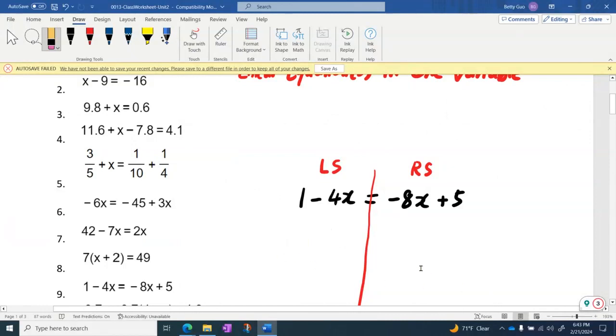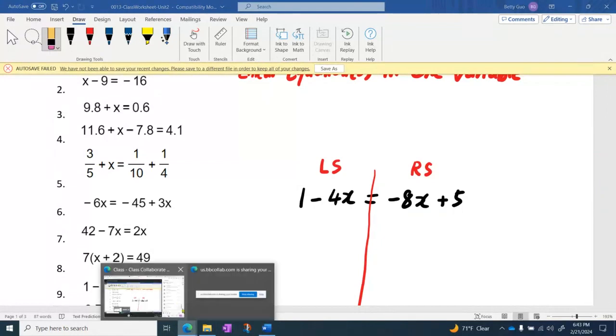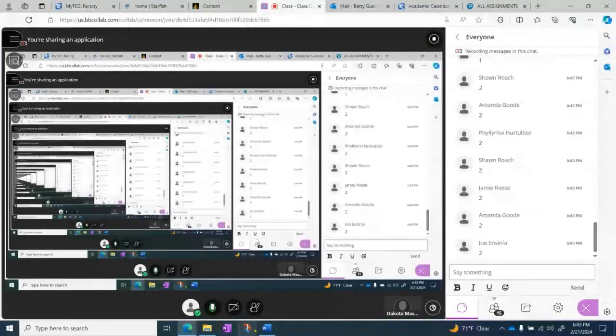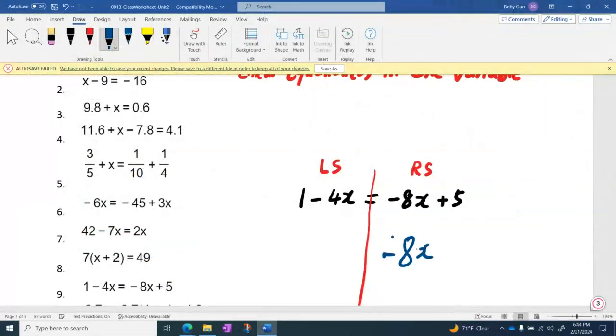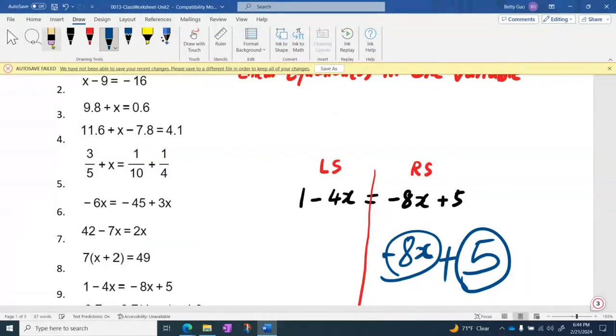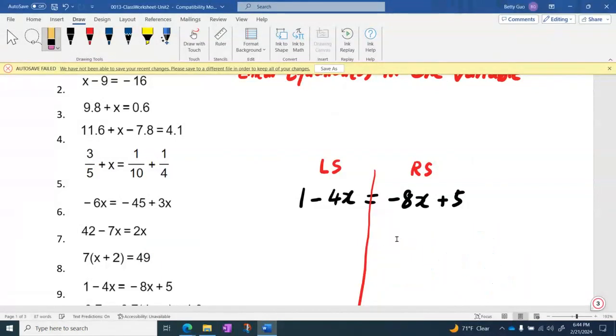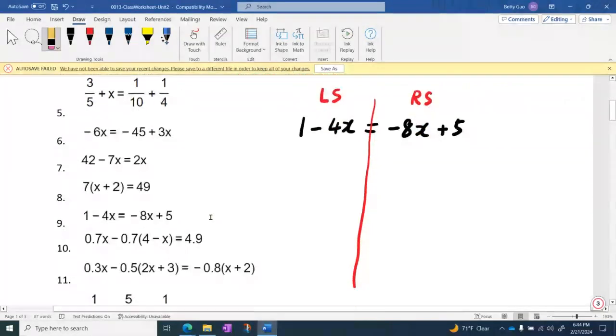And on the right-hand side, how many terms do we have? Yeah, it's also 2 terms, right? The first term is negative 8x. Coefficient is negative 8, variable part is x, so this term is a variable term. And the second term is a constant term. Those 2 terms are also added together. So now we can see the structure of the equation very clearly. We have 4 terms in total.